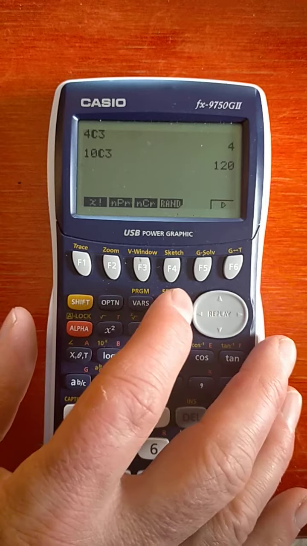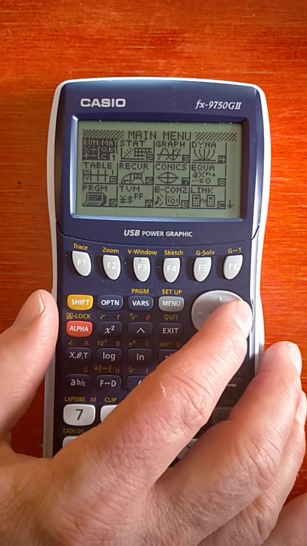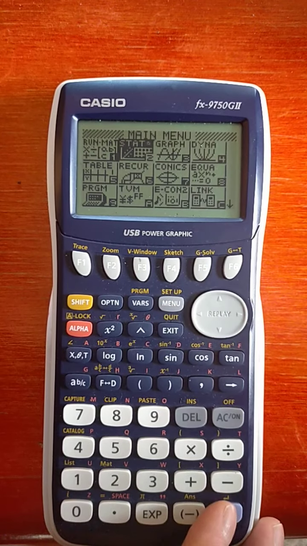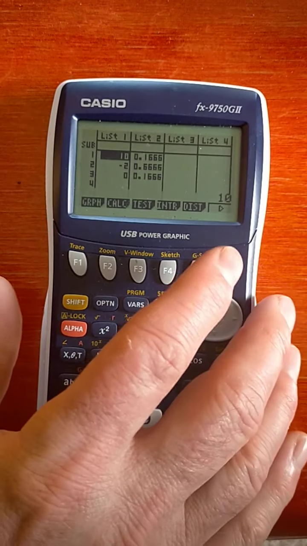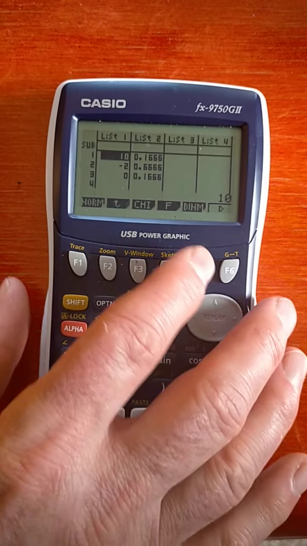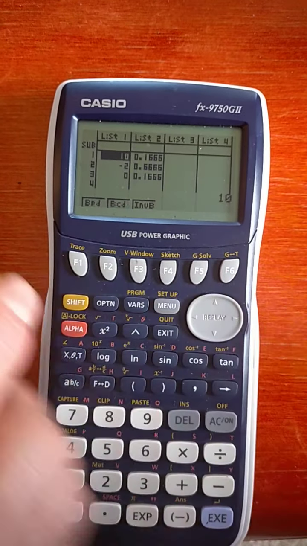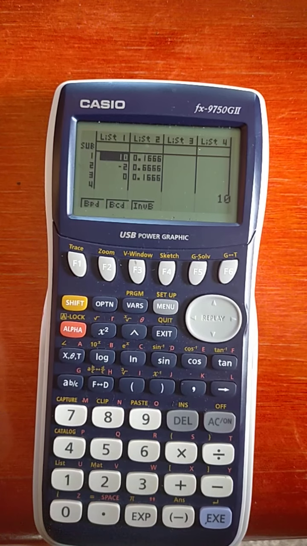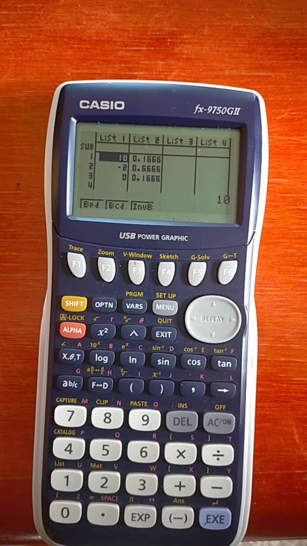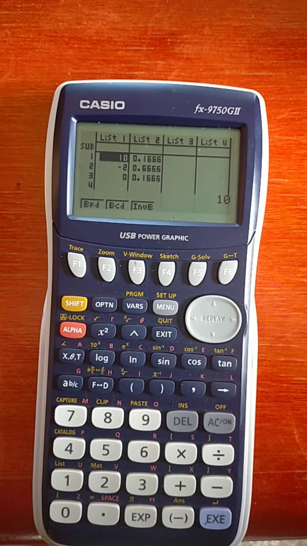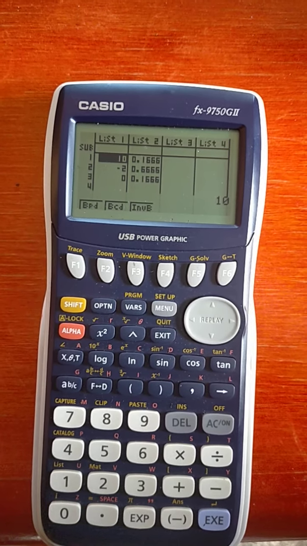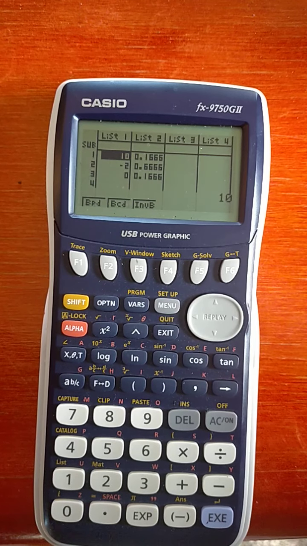The rest of the binomial is dealt with in stat. Go into stat, go into distribution, and predictably binomial, which is on F5, and you just have these two. We don't use the inverse that I can think of. BPD is for a particular value, BCD is for when we want a cumulative run up to a given number.